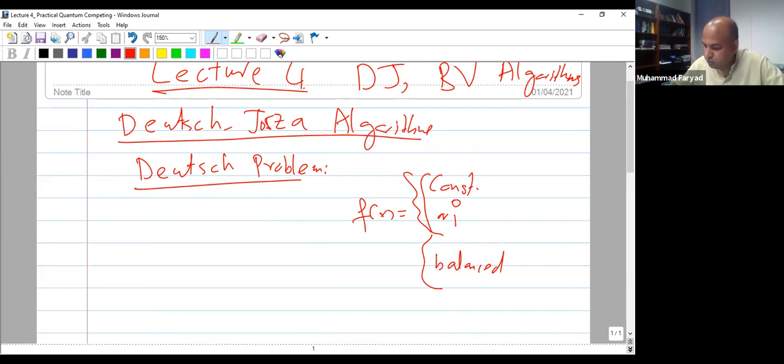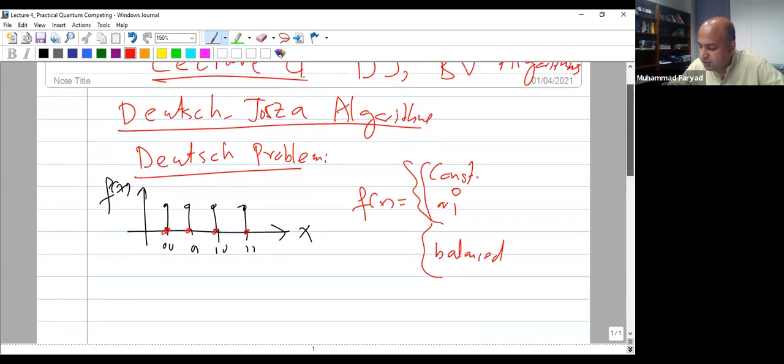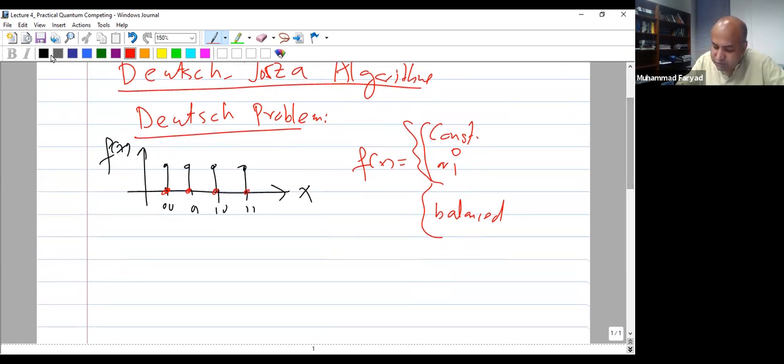So let me show what it means. A constant function means that for all the inputs, for example, for a 2-bit function, if our x is 2-bit, so the input is either 0 0 or 0 1 or 1 0 or 1 1, the output is either 1 for all inputs, or it could be 0. Either it is 0 for all possible inputs, or it is 1 for all possible inputs. So this is a constant function.